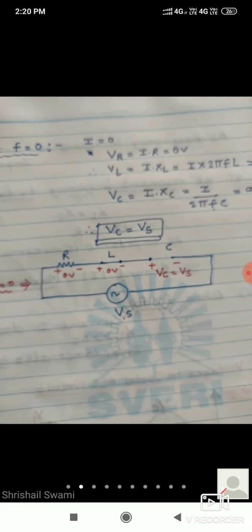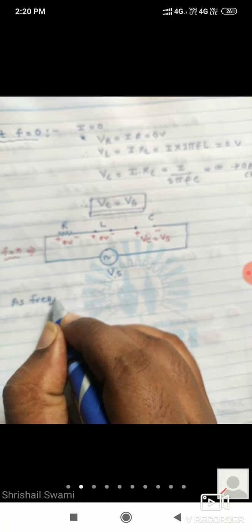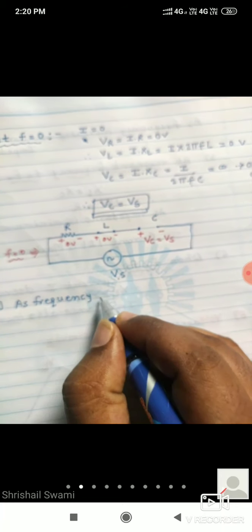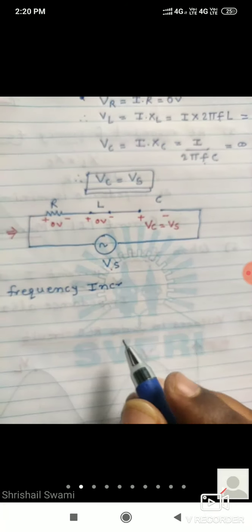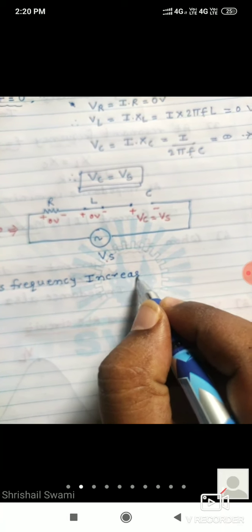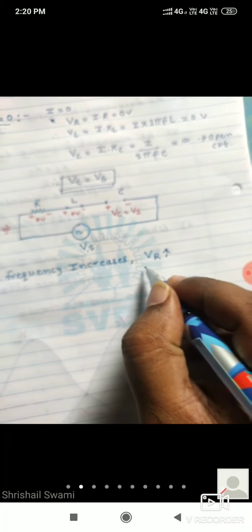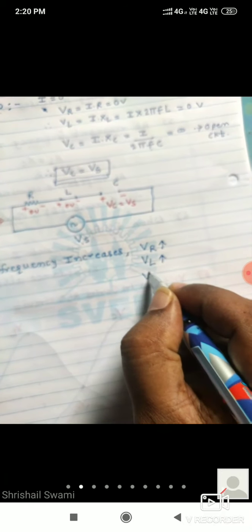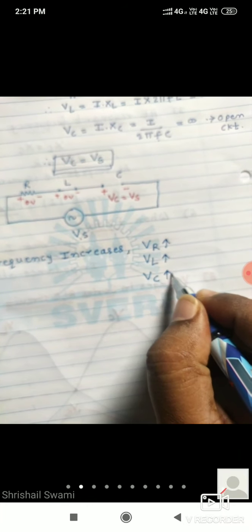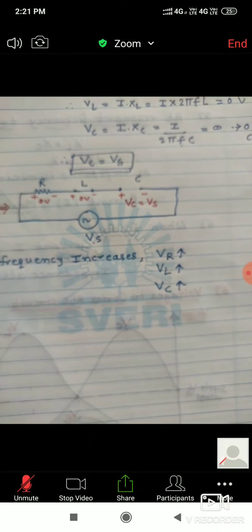Understood? Now next point, second point, as frequency increases, VR increases, VL increases, sorry, and VC also increases. Okay, so all these 3 points getting increased.